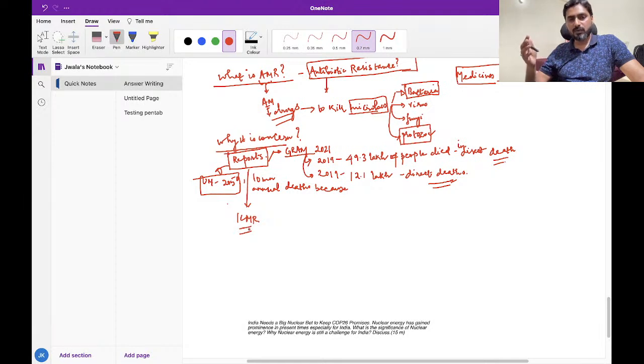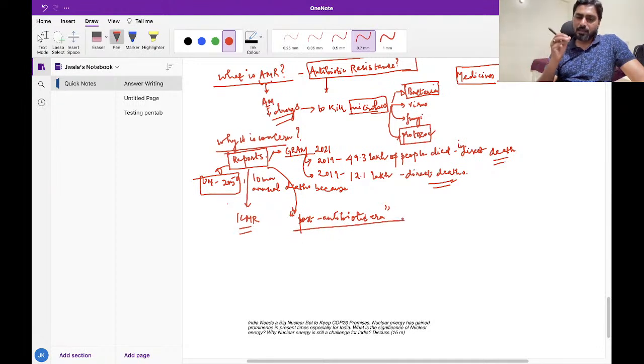WHO, in one of its reports, also says that the world is moving towards a post antibiotic era. Why is it saying that? In its report itself, it is saying that common infections and common injuries, which we were able to treat with the help of antimicrobials, we will not be able to treat them.